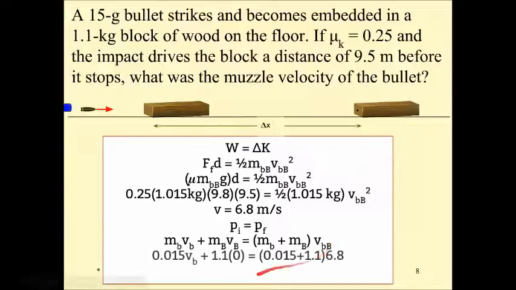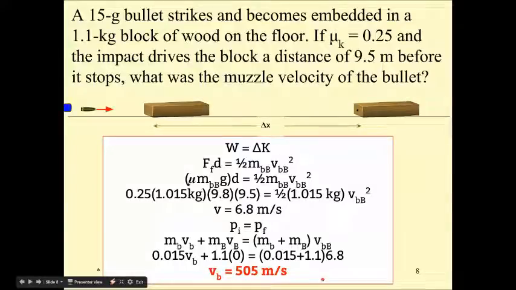Okay, so plug in the numbers. There's the mass of the bullet. The velocity of the bullet is what we're looking for. The block's velocity changes to 0. We're going to add those two masses together, and make sure you add them together properly like I did above, times 6.8. So to calculate this, do the right side, and then you can divide it by 0.015. Pause the video, do your calculations, and it comes out to 505 meters per second.